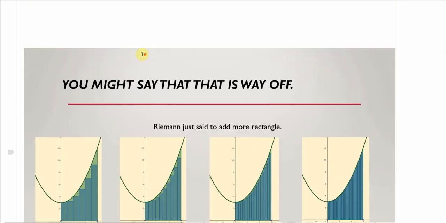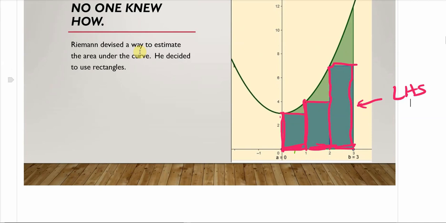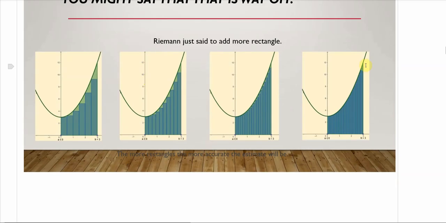Because somebody went out and said, wait, let's look at this one. Wait a minute, Riemann, that's a horrible estimate, because look at all the area you're missing. You're missing this piece, and this piece. And look at this one, this is a humongous piece that you're leaving out. And he says, yeah, I understand that. But what happens if I draw more rectangles?